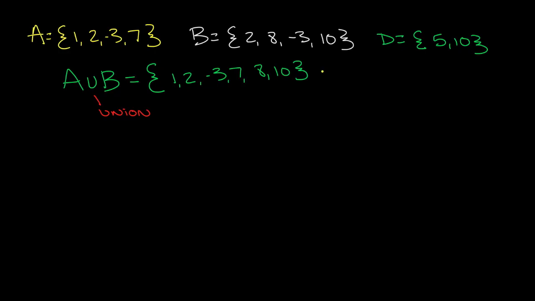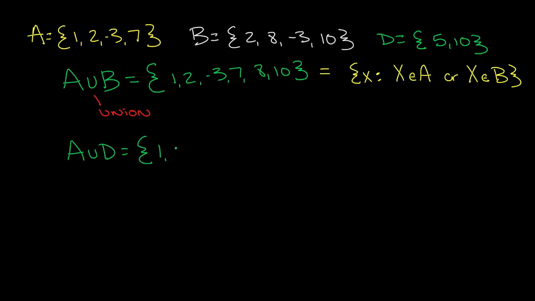In bouncer club notation, this is the set of X such that X is in A, or X is in B. Let's work out another example. Let's say A union D is equal to {1, 2, -3, 7, 5, 10}.